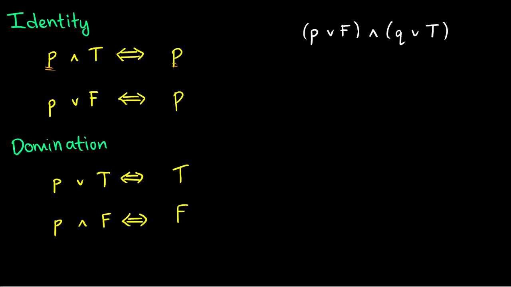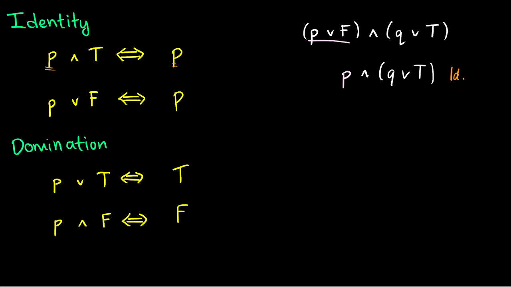So given the identity laws and domination laws, let's reduce this P or F and Q or T as far as we can. So let's focus on P or F first. What do we do here? Well, let's use the identity law. P or F will give us P. So now we're left with P and Q or T. And this is identity. So usually we want to write on the side somewhere what rule we used, and I'll just shorten it to ID for identity.